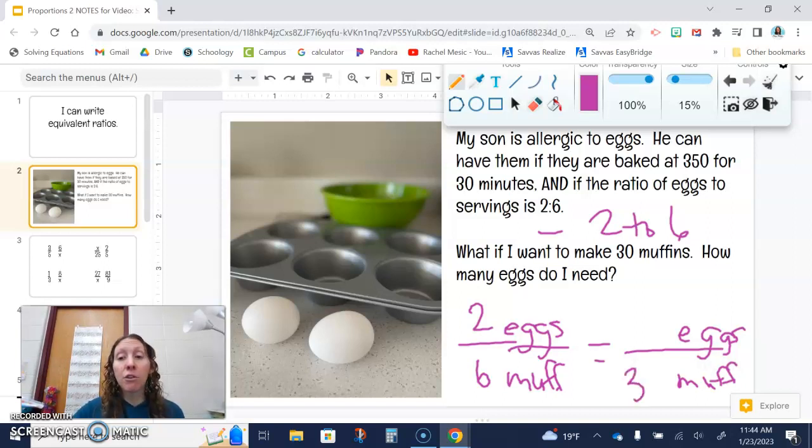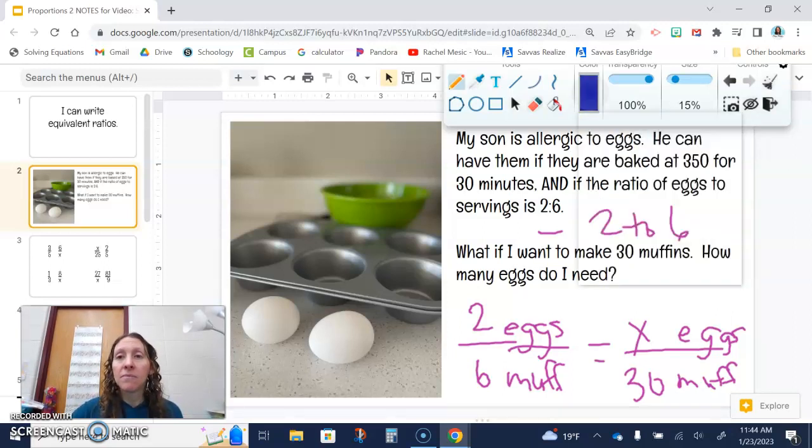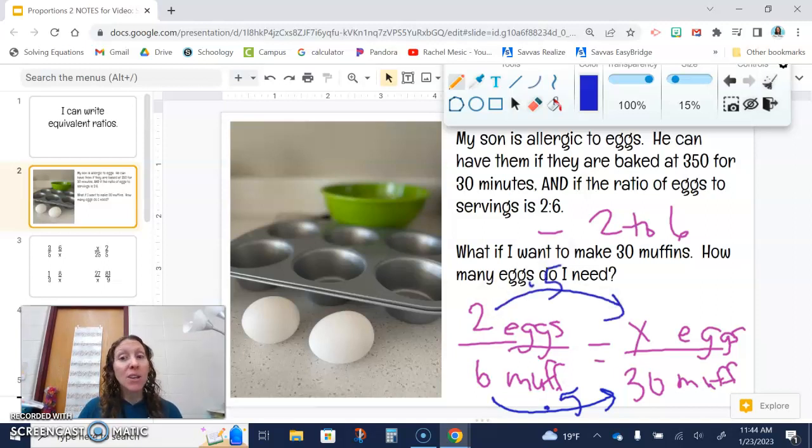I'm trying to make 30 muffins, so I'm going to put that number with the word muffins, and I have to figure out how many eggs it will take. All right, so I can maybe look at the number 6 and 30. 6 times what is 30? 5. So I can make 5 times as many muffins, so I'm going to need 5 times as many eggs. So 2 times 5 is 10.